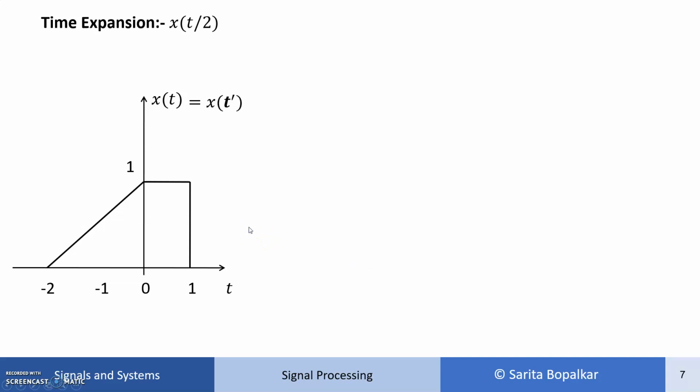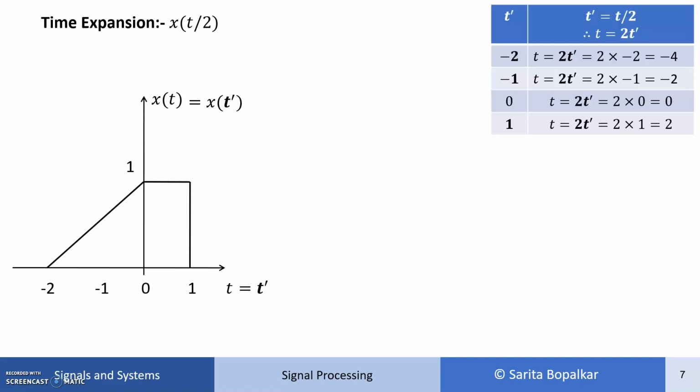Here mark the original sequence as x of t dash. Time axis becomes t dash. Then this is the table. T dash we want to transfer to t by 2. That's why t is equal to twice t dash. T dash is equal to -2, -1, 0, 1. Calculate t. For t dash is equal to -2 in the original sequence, the amplitude gets transferred to t is equal to -4.